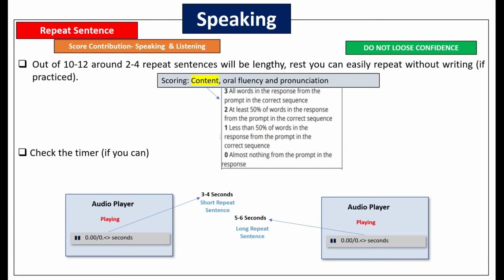Now there is one more thing, if you can check the timer. In PTE, and you can also check in mock tests if you have given a PTE mock test, there are different timers. If you see the timer at the beginning, there will be different timing, 3 to 4 seconds and 5 to 6 seconds. If it is 3 to 4 seconds, the repeat sentence is going to be shorter. If it is 5 to 6 seconds, the repeat sentence is going to be longer.